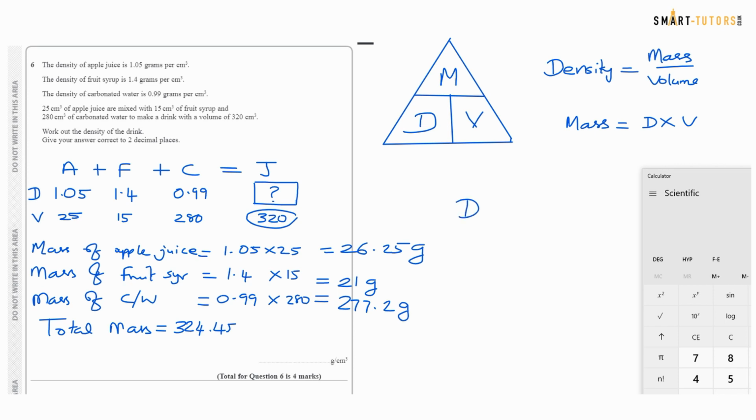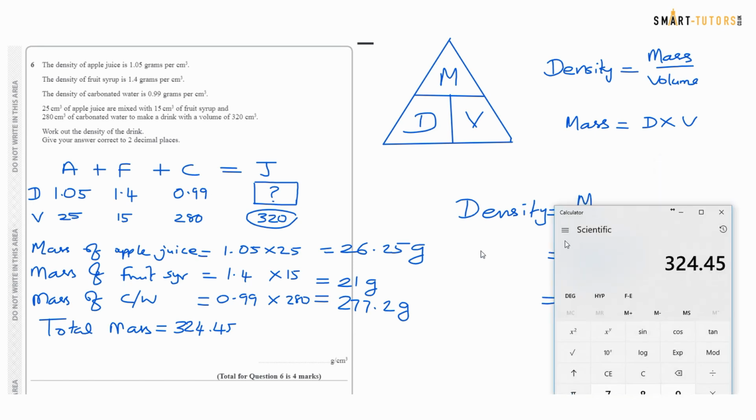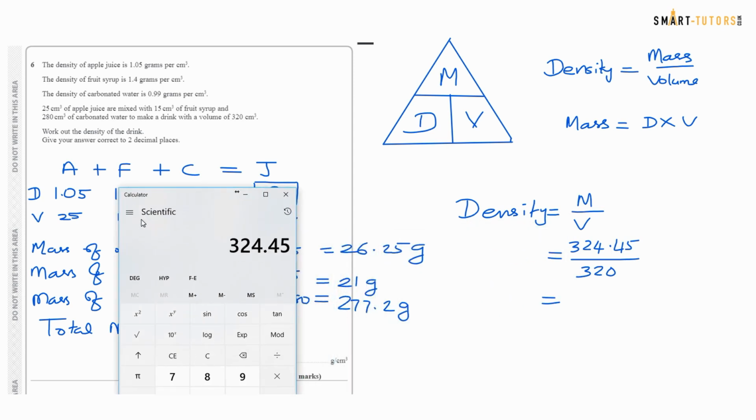So if you press the calculator, 324.45 divided by 320 is 1.0139 gram per centimeter cube, but they ask you to 2 decimal places, so 1.01, because the third decimal place is less than 5, we won't give anything. So the answer is 1.01 gram per centimeter cube. That is our final answer for question number 6.